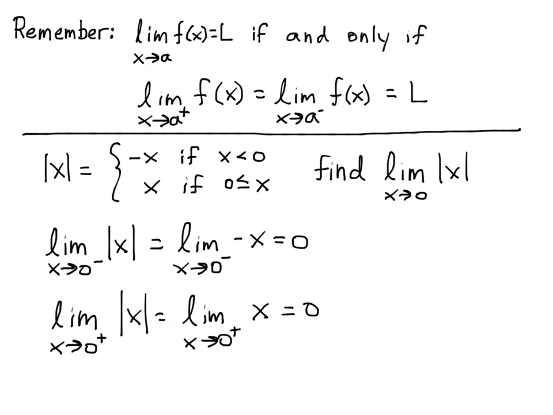Now when we're coming from the positive direction, we're taking the right-hand limit, so x is always positive, the absolute value leaves x unchanged, and so we just have the limit as x goes to 0 of x equals 0. And so since we've taken the two pieces of this function and calculated the left and the right-hand limit, and they come to the same thing, then we can confidently say that the limit as x goes to 0 of the absolute value of x equals 0.